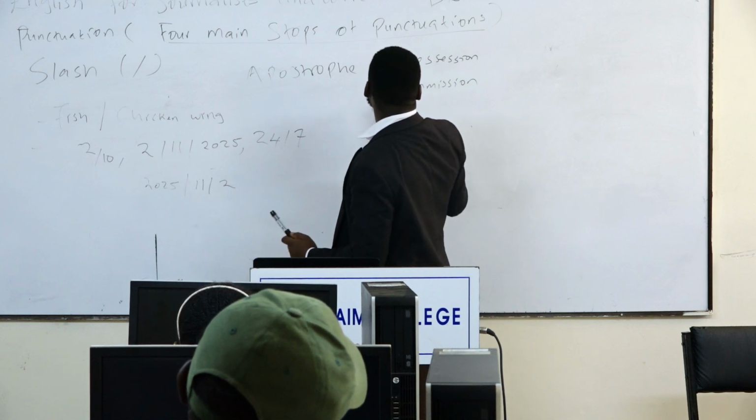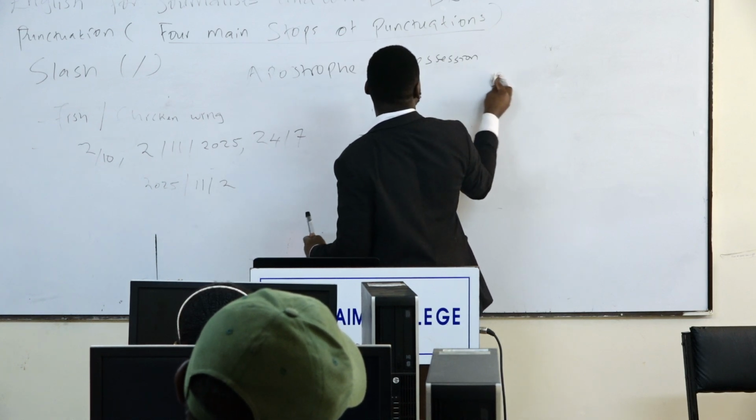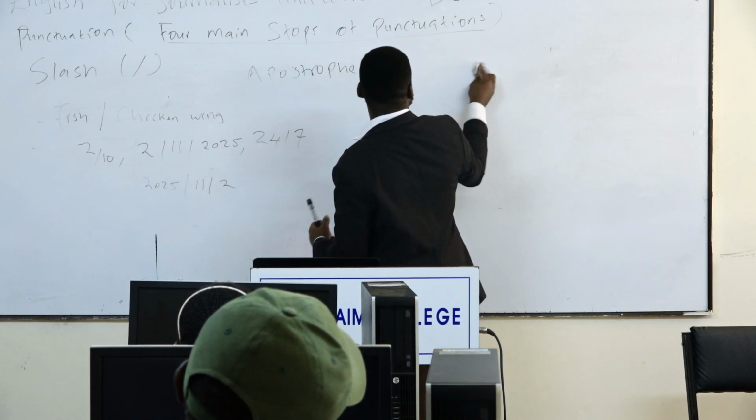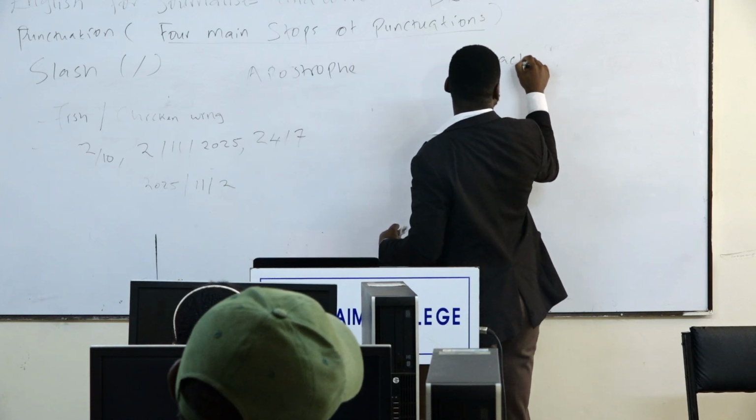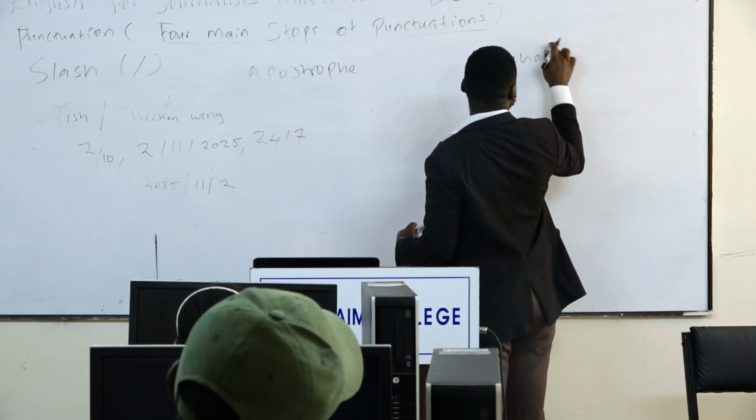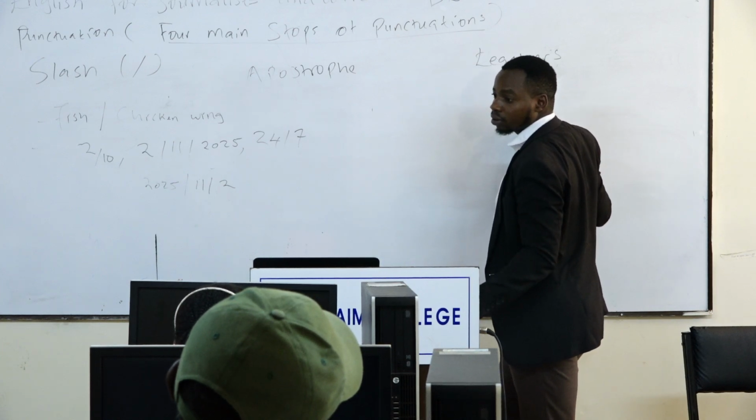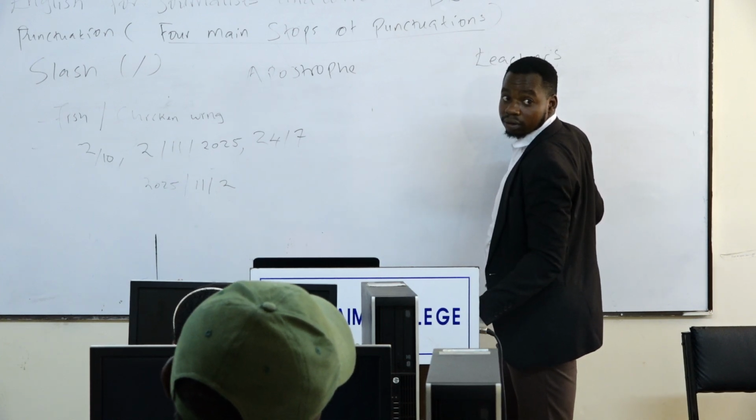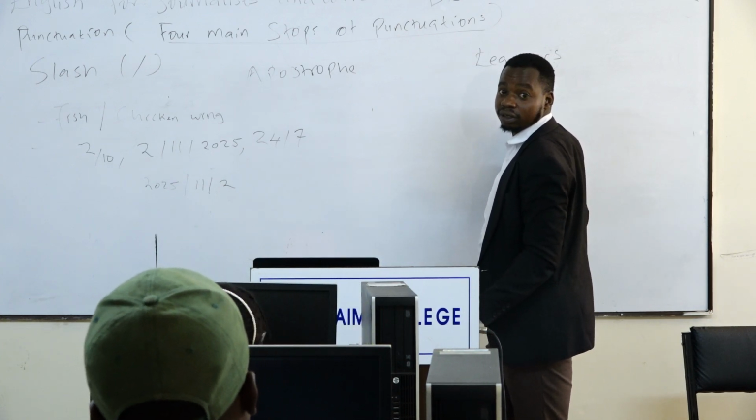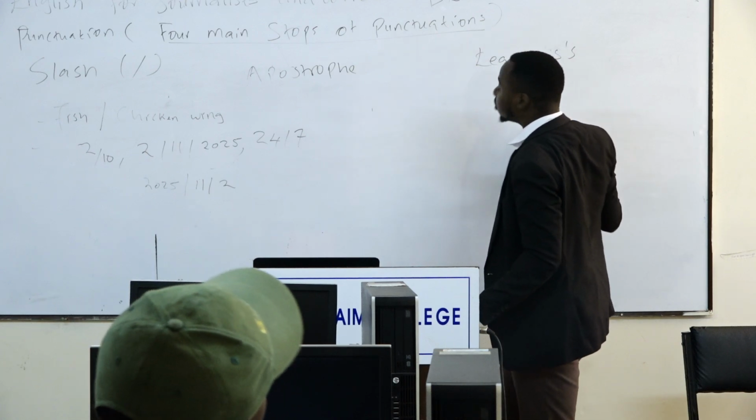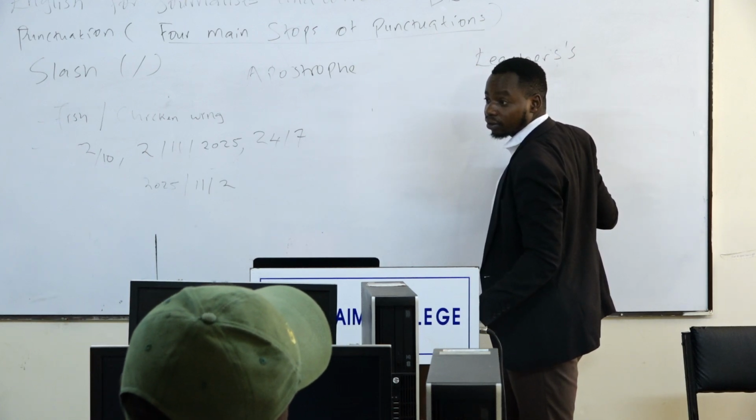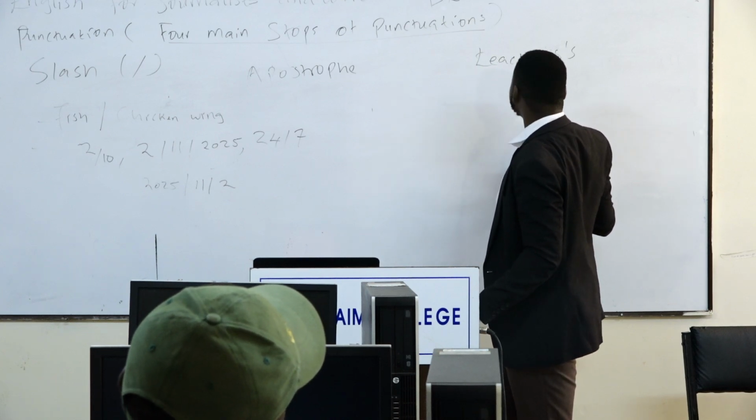One thing about the apostrophe: it is not used in plural regular nouns. Sometimes, for example, when you are writing teachers, we have said they can show possession, isn't it? An apostrophe. So how do you write this one? Do you write like this? Yes? How do you write this one?